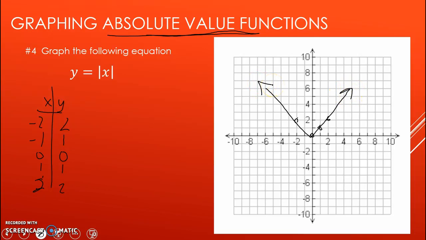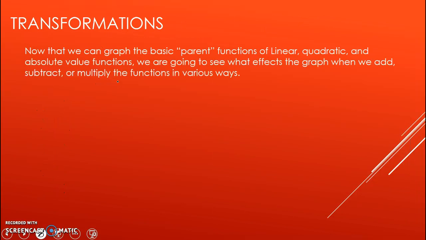And we can plug in other values. If I plug in -5, it would give me +5. So absolute value functions, whenever you have the absolute value around the x, the general shape is a V. The origin or the vertex is at the point 0, 0, and that's the parent function is what we're going to call it.